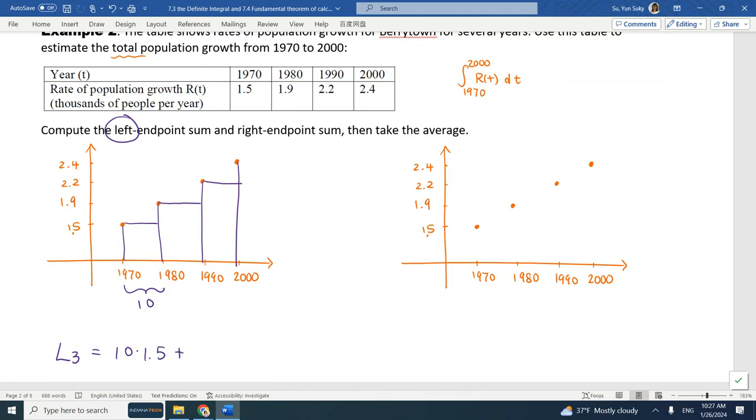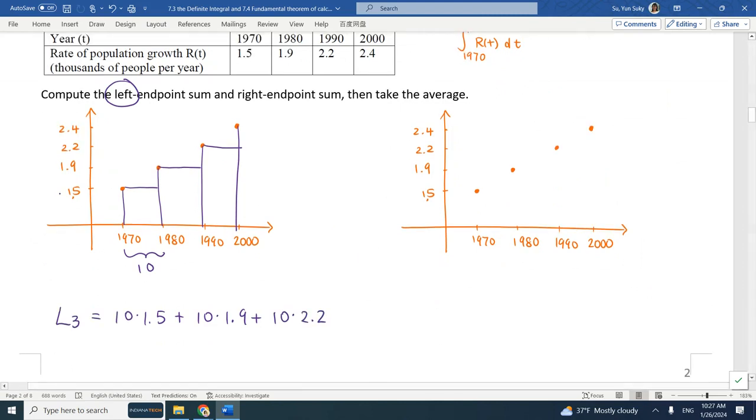Second rectangle. What's the width? 10. What is the height? 1.9. Yes. The last one, what's the width? 10. What's the height? 2.2. Do you see 10 times 1.5 is 15 plus 19 plus 22? What is your answer? 15 plus 19 plus 22. Use your calculator. 56. Oh, good stuff. Yeah, very good. That is 56.